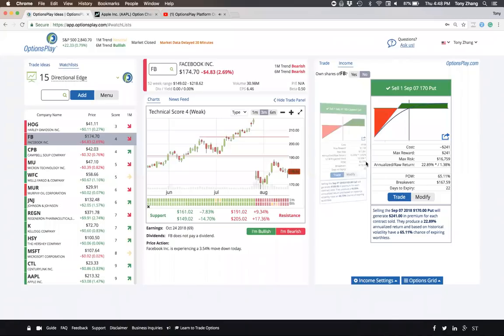We want you to trade options, but we don't want you to have to spend hours and hours researching the stock, spending your time on the option chains. This is designed to make your process of researching a stock and finding the option strategies to trade as simple and as easy as possible.